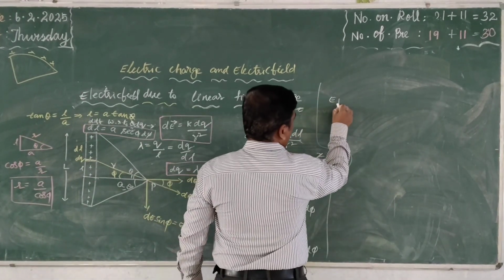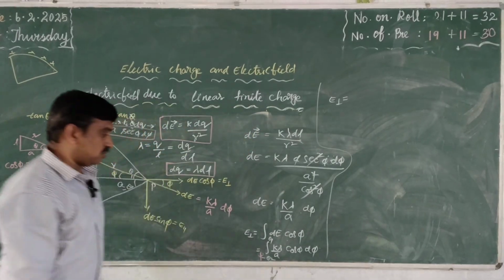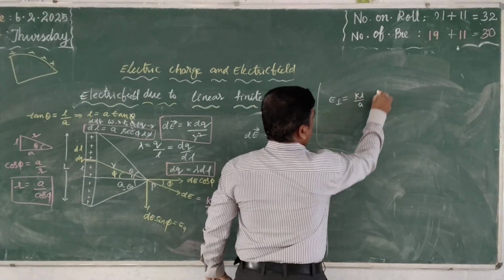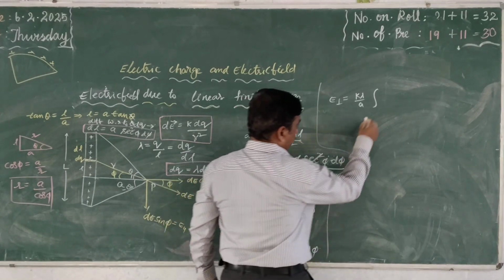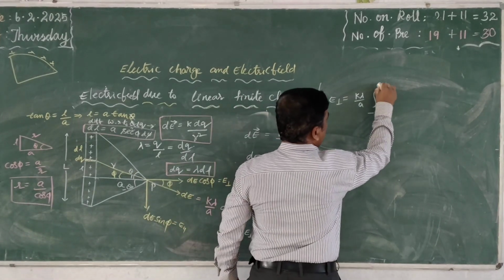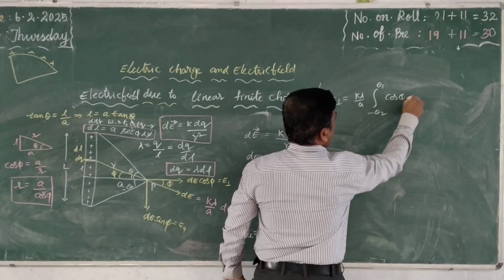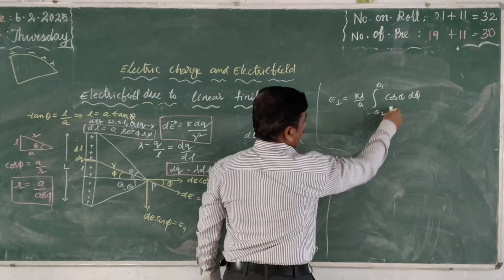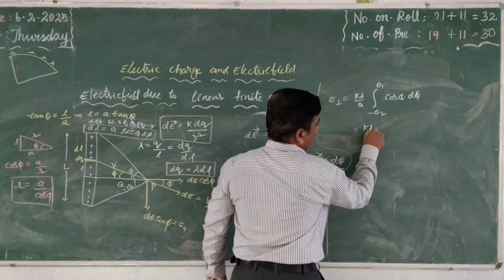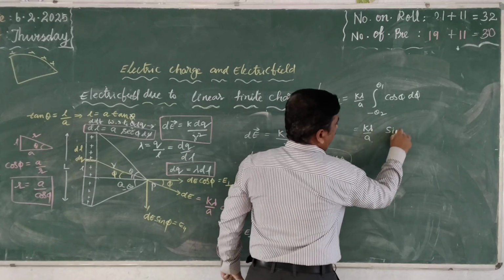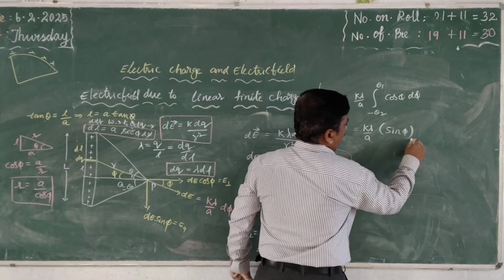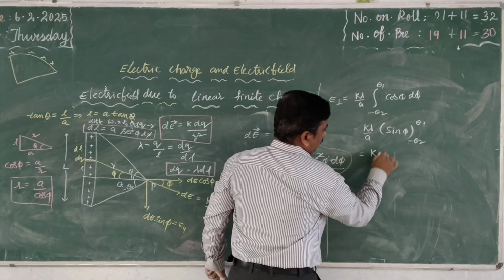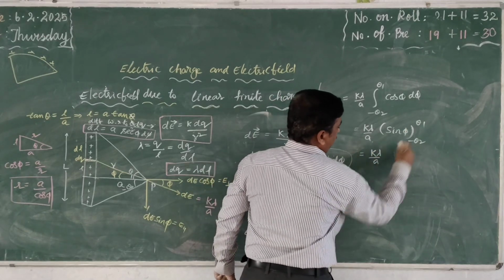So the electric field perpendicular to this linear finite charge is k lambda by a, with k lambda by a constant. I write it outside. So the integral from minus theta 2 to theta 1 of cos phi d phi. The integral of cos phi is sin phi, so k lambda by a sin phi, and the interval is minus theta 2 to theta 1. So what can we write? k lambda by a sin phi.